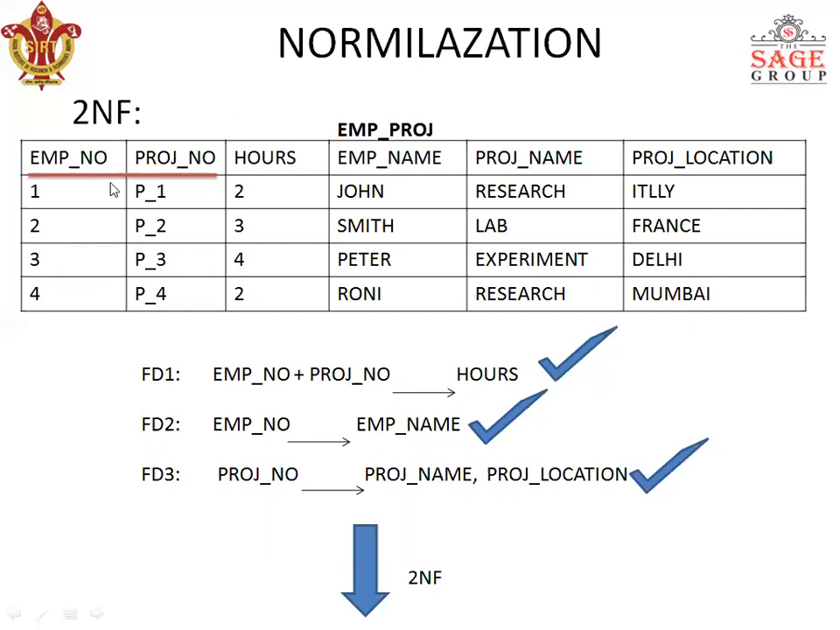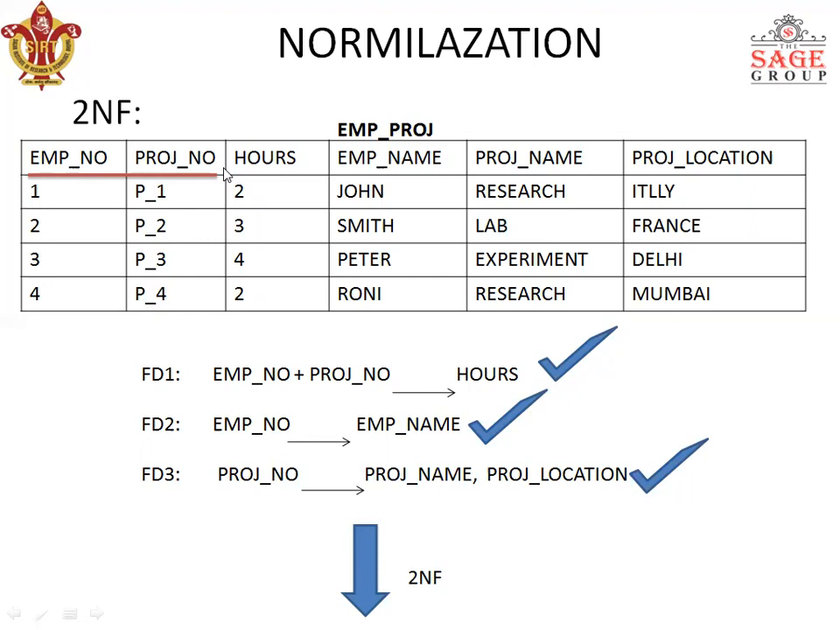In this example, we have 2 attributes, employee number and project number. These 2 attributes form a composite key or a super key, which can uniquely identify all the attributes of a relation, like employee name, project name, and project location. So here we have made 3 functional dependencies. This is our primary key, employee number and project number.